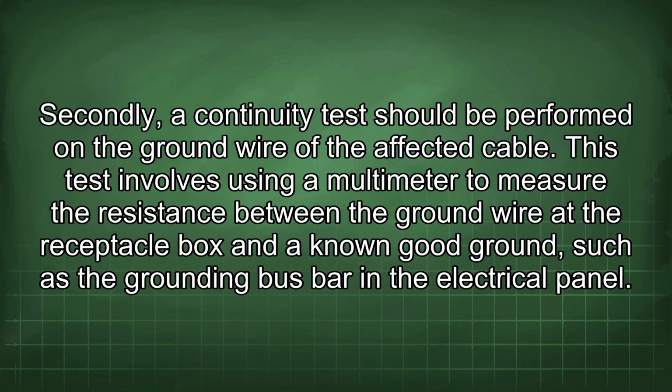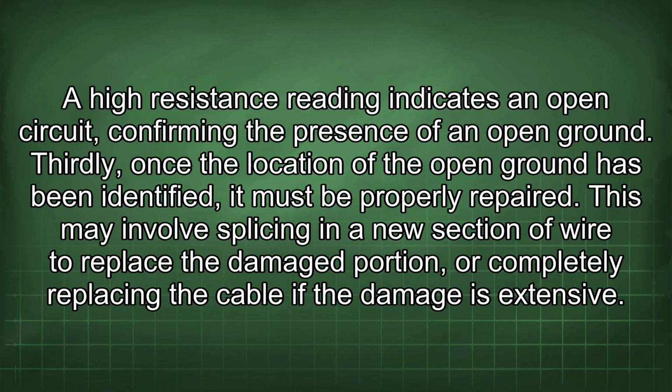Secondly, a continuity test should be performed on the ground wire of the affected cable. This test involves using a multimeter to measure the resistance between the ground wire at the receptacle box and a known good ground, such as the grounding bus bar in the electrical panel. A high resistance reading indicates an open circuit, confirming the presence of an open ground.